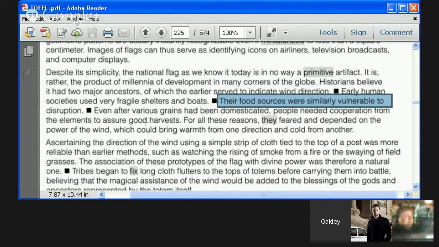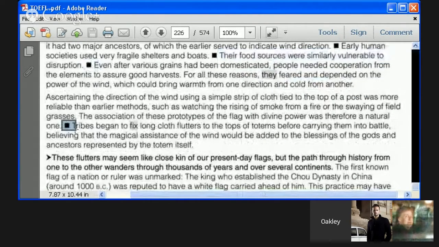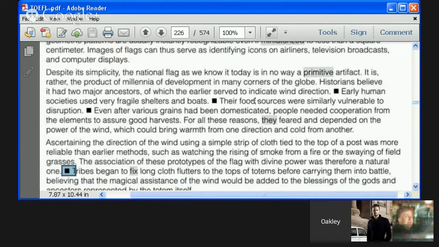That's ridiculous. Now usually these black squares, I've never seen this before, to tell you the truth, are in a totally different position. The association of these prototypes of the flag with divine power was therefore a natural one. Therefore, wind could do damage. That makes no sense at all. Okay, well, all right. So there it is.